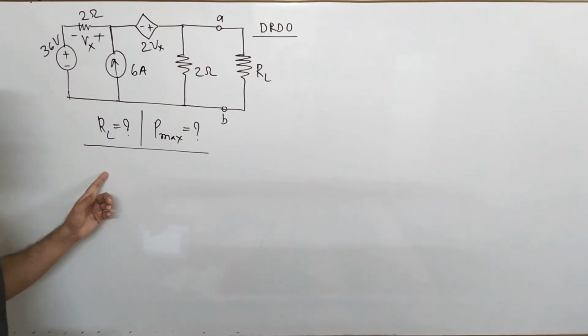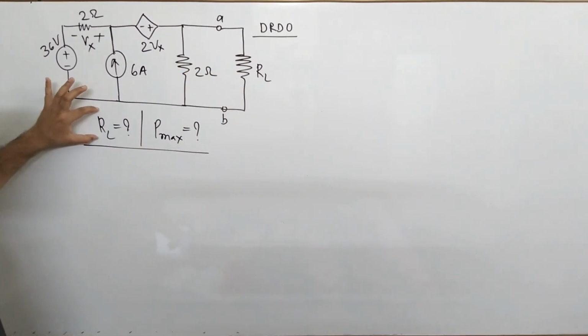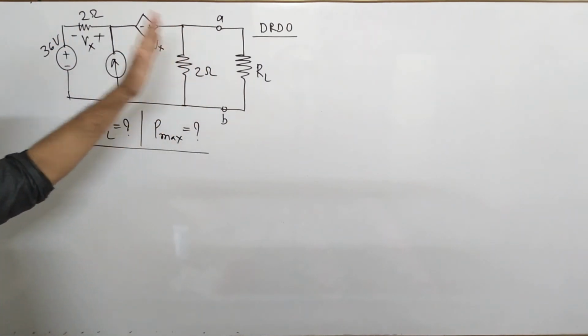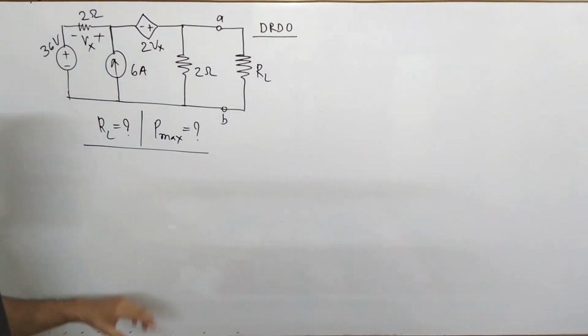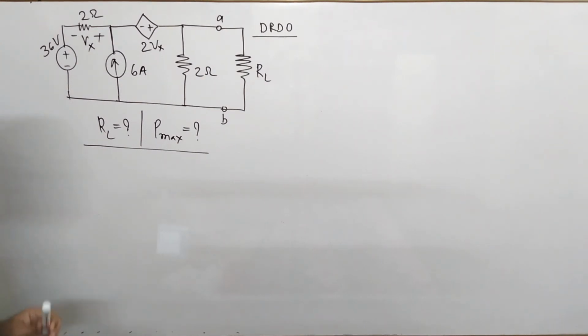So friends, this is your next problem. This problem was asked in DRDO. However, in DRDO they have only asked about the value of resistance RL, so that this network left to terminal AB will deliver maximum power to the load RL. But in this question I will specifically find the maximum power also, just to understand this problem. This is one of the good problems.